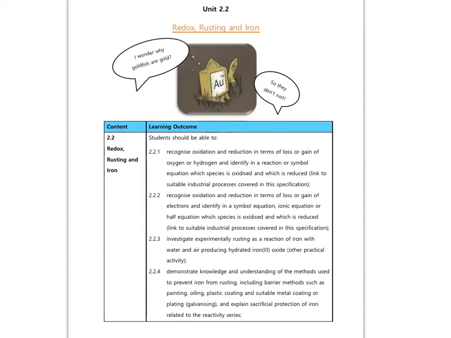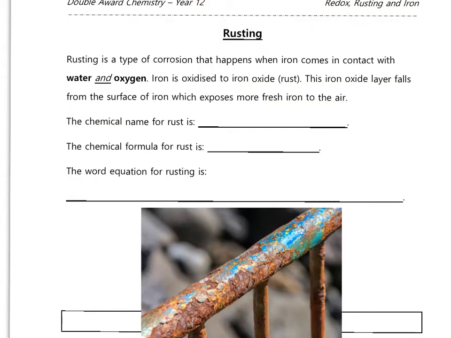Welcome back to Unit 2.2, and in this video we are going to be looking at rusting and methods for preventing rust. So we're going to start on page 17 of your booklet, and we're going to have a look first of all at what rusting is. So you'll be very familiar with rust.